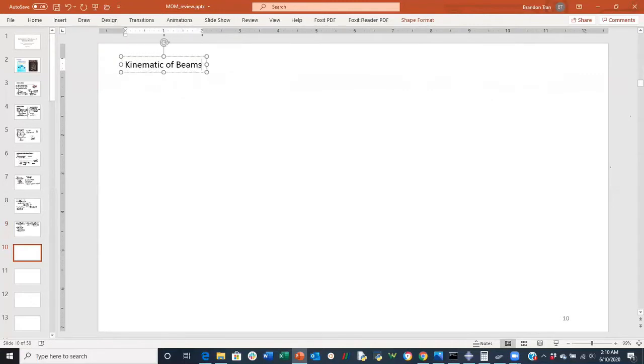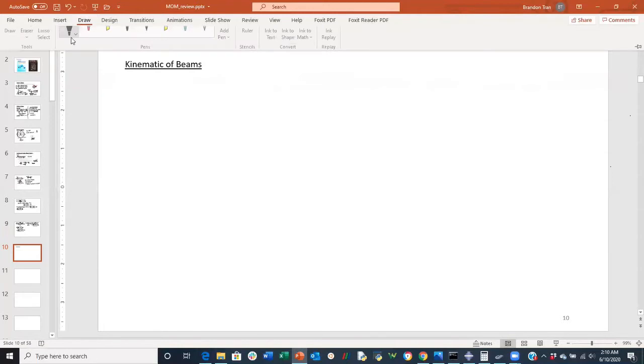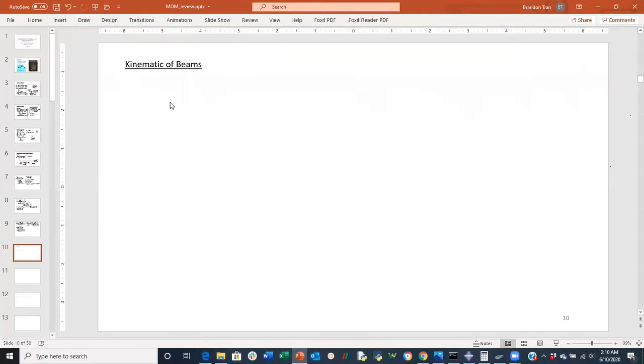Kinematics of beams. Here is also where we're going to have to make a couple more assumptions. So we progressively make more and more assumptions as we go along this derivation.